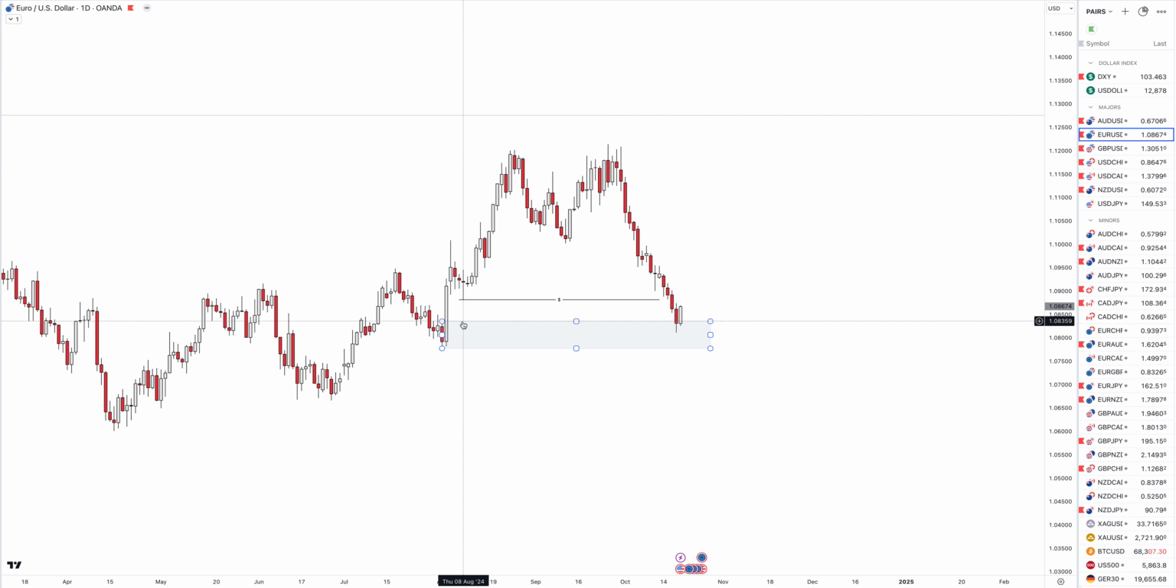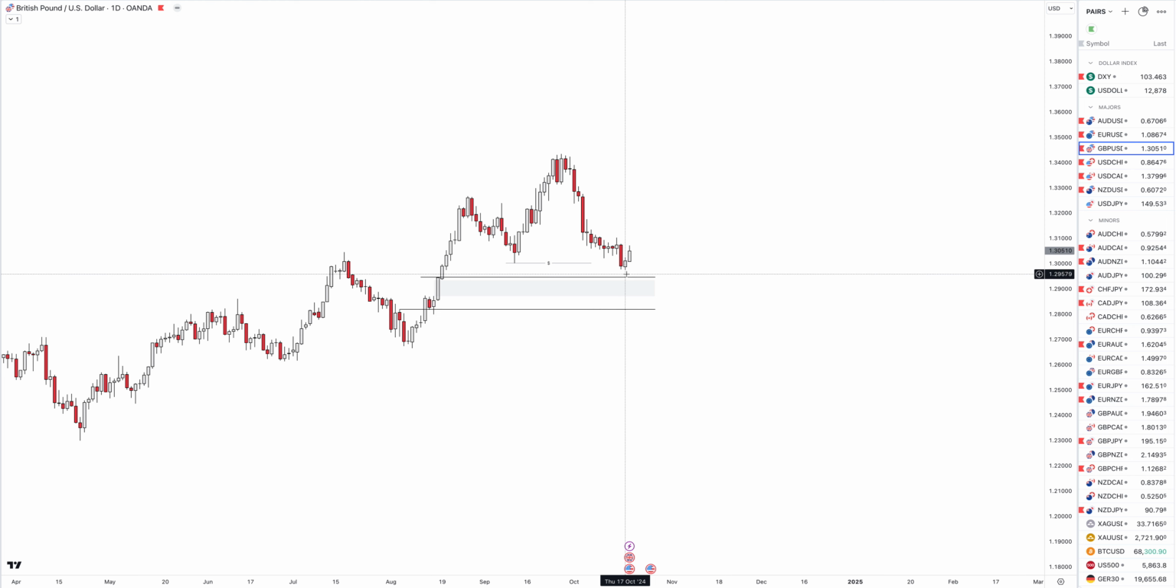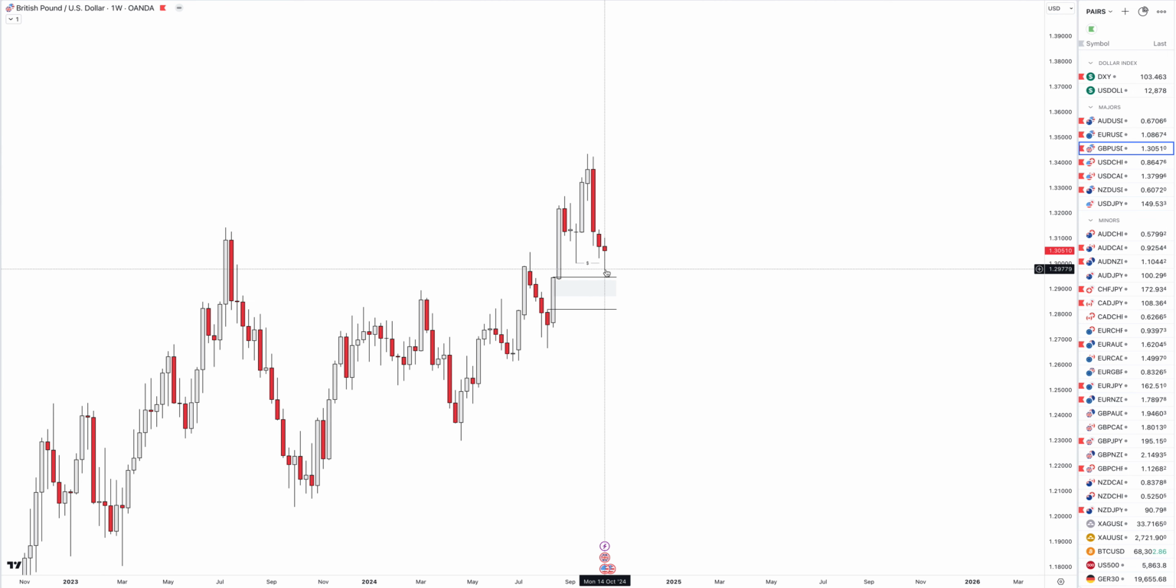We have tapped into this order block. Okay, we've swept liquidity. I'm waiting for confirmation to go long on euro dollar. Same with GBP dollar. I'm expecting price to go higher. We've got this weekly imbalance over here. So these black lines that I've got, it is the weekly imbalance. Okay, just below last week's low.